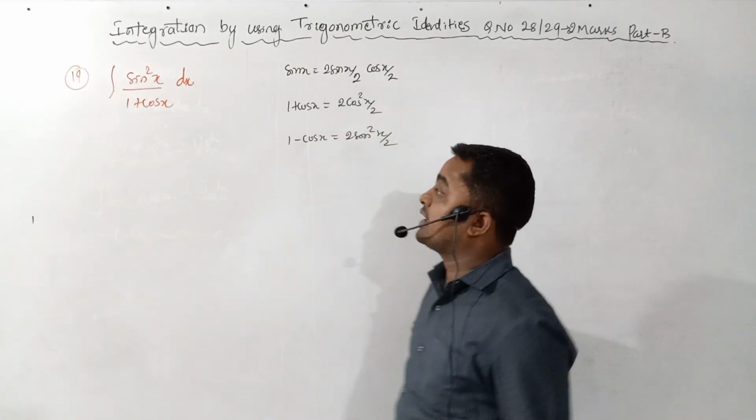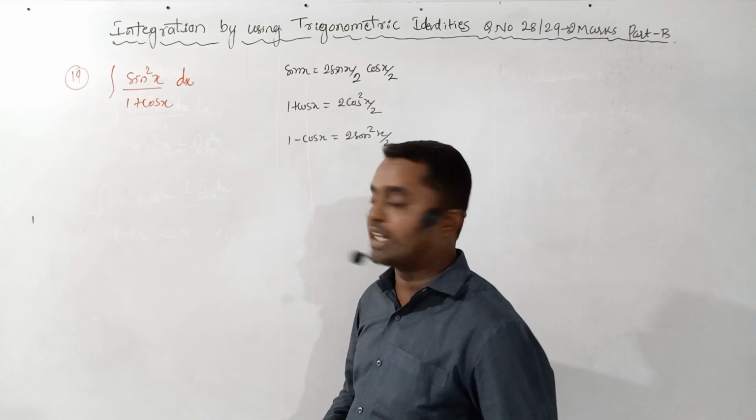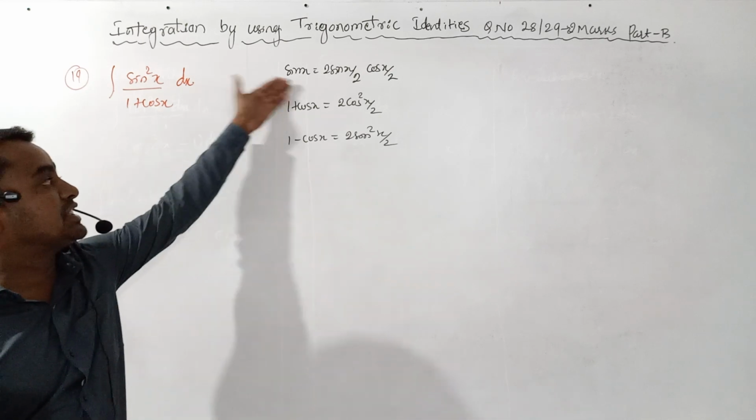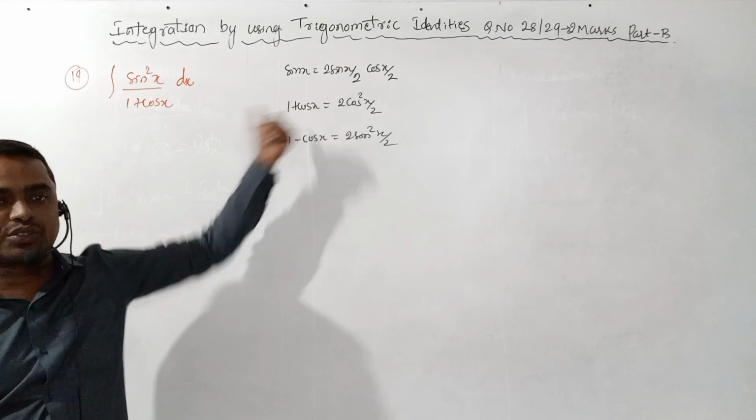Next problem, find the integral of sin square x divided by 1 plus cos x dx. So it is very simple. We are using these formulas in this problem. Sin x is equal to what? 2 sin x by 2 cos x by 2. 1 plus cos x is written as what? 2 cos square x by 2.